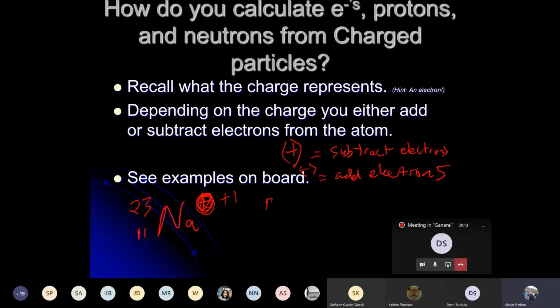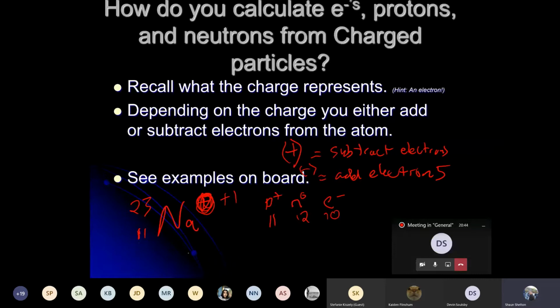Now, the protons are going to stay the same. The neutrons are going to stay the same. The electrons, however, since it's +1, you're going to do 11 minus 1, which gives you 10. Remember that if you're positive, that's because you've lost an electron. So that's why we subtract electrons. If you're negative, that means you gained electrons. That's why we add the electrons.